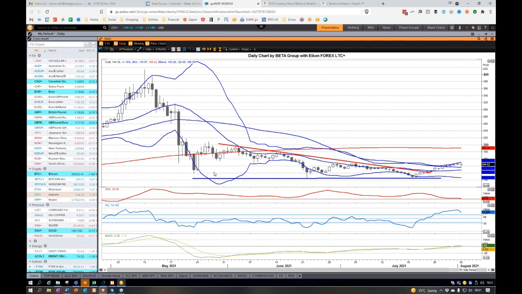The ADX on this is at 25. This is the lowest of them all. This is the least attractive, has the weakest trend.